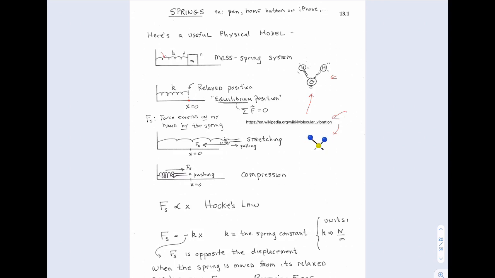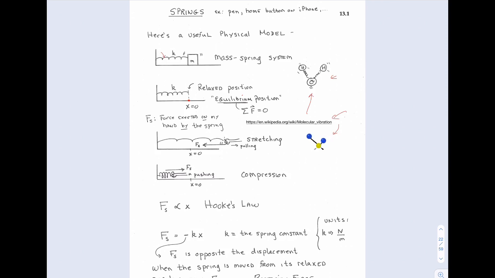It's the equilibrium position. In the force chapter, equilibrium means net force equals zero. Think of chemistry: when the reaction is done, nothing is happening, and the system's in equilibrium. So this is the relaxed or equilibrium position, and the net force is zero.